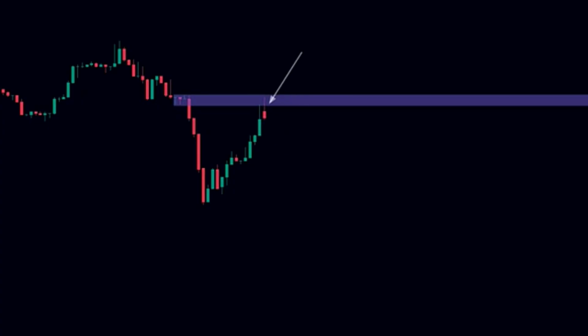Now remember, nothing is 100% in trading. Demand and supply zones can also fail. But with this method, our stop loss is small and our reward is large. That's the edge we're looking for.